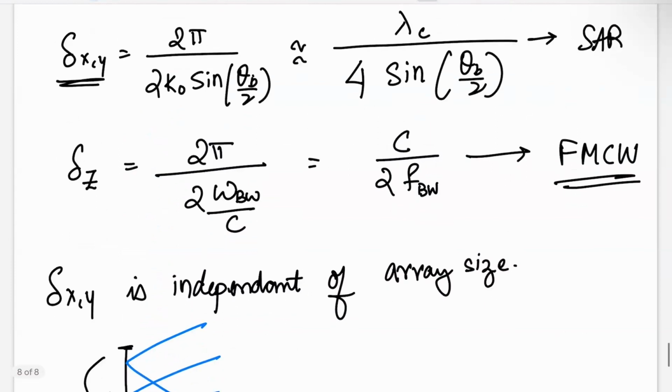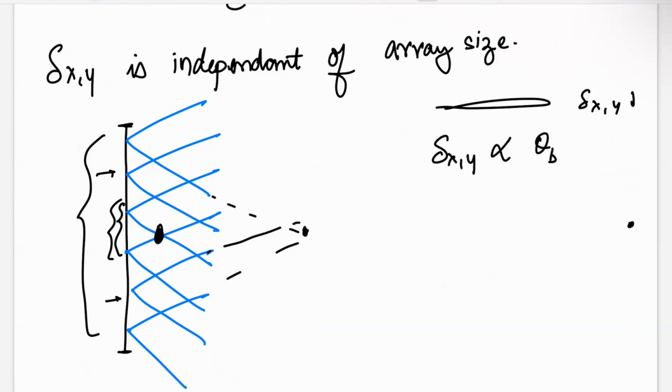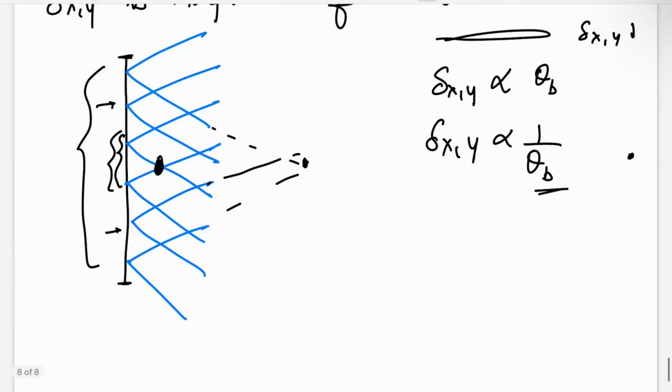Another one is that it's interesting to note that the beam width is inversely proportional to the resolution. So what does that mean? Typically for phased arrays, for example, if you have a narrower beam, then the resolution is smaller, then delta xy is lower. So in phased arrays, delta x comma y is proportional to theta b, the beam width of the entire array. Whereas in our case, it's inversely proportional to the beam width. But this is not the beam width of the array. This is the beam width of each antenna.